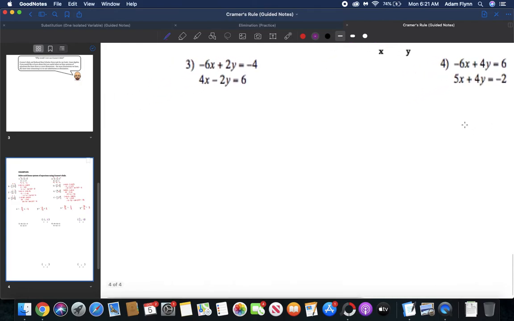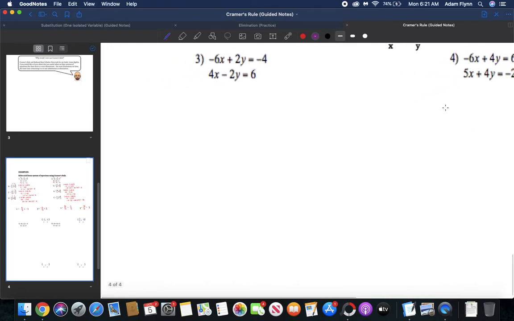On to number 3, 2 more examples left. I will label everything. So A1, at this point we're probably experts. B1, C1, A2, B2, C2. I'll create my 3 matrices. So D is going to be A's in the first column, B's in the second column. So I get negative 6 and 4, and then I have 2 and negative 2.